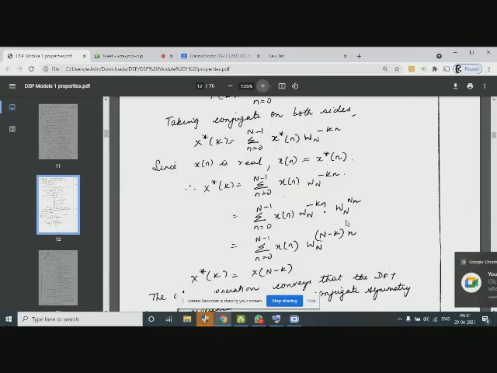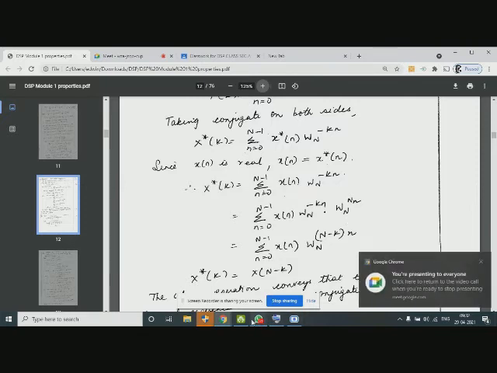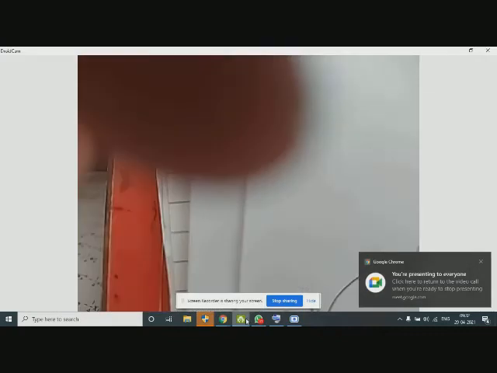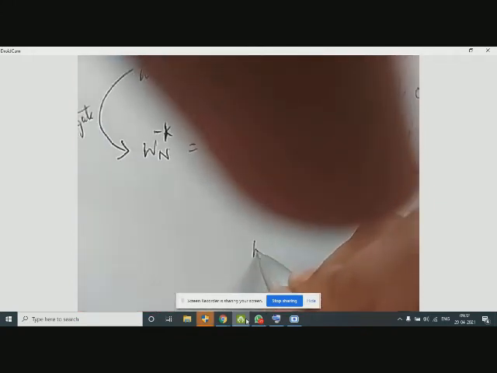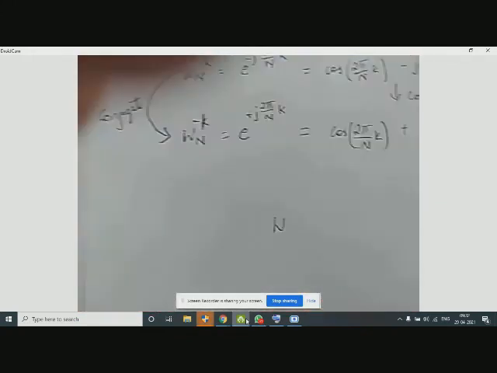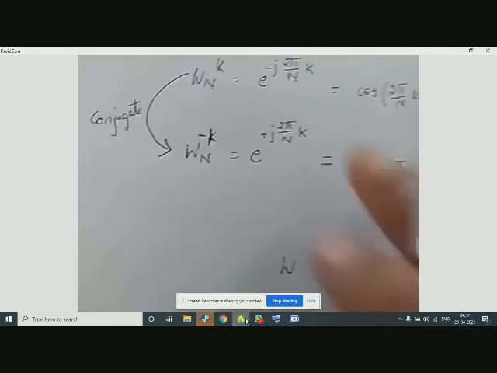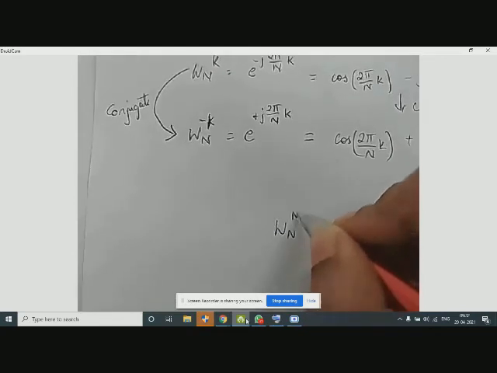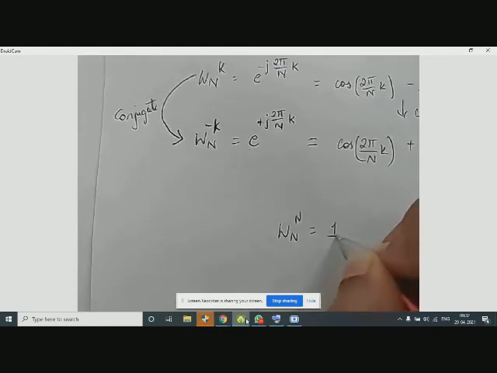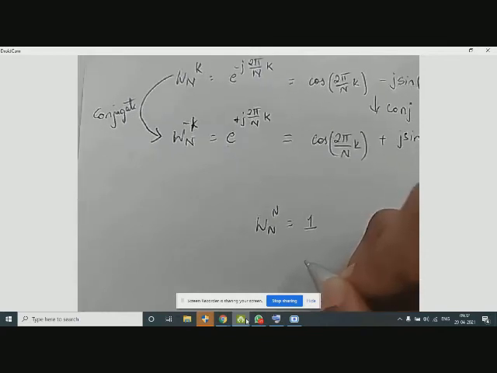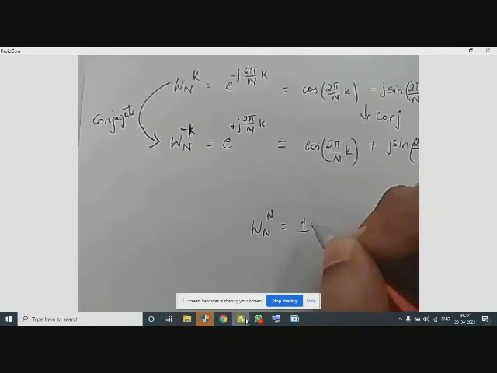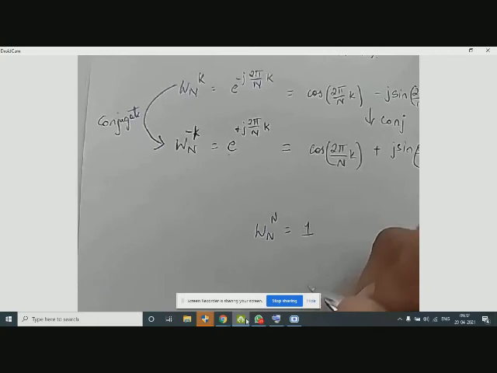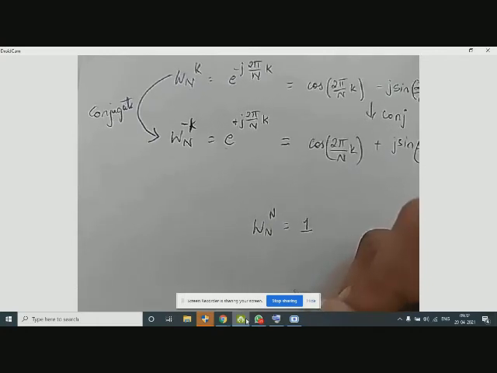No. I will explain to you why it is like that. Don't worry. Just a minute. Give me a minute. So what I am telling is, what is the value of W? Wn power N is what? Is nothing but 1. Isn't it? So whether you multiply this one on LHS or RHS, what is the difference does it make?